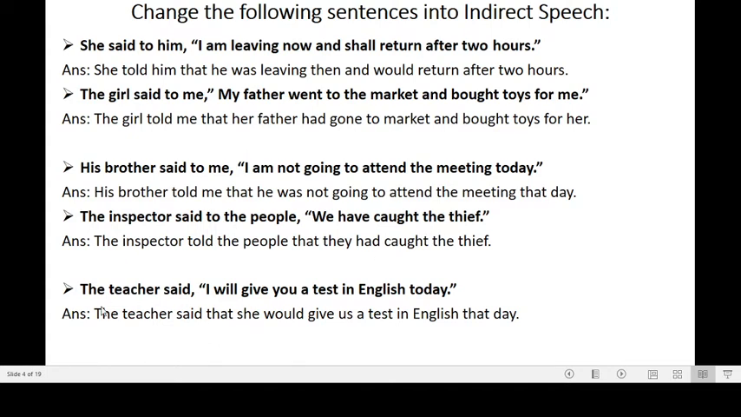In the same way, you look here, the teacher said, I will give you a test in English today. So this is an assertive sentence, and teacher said.